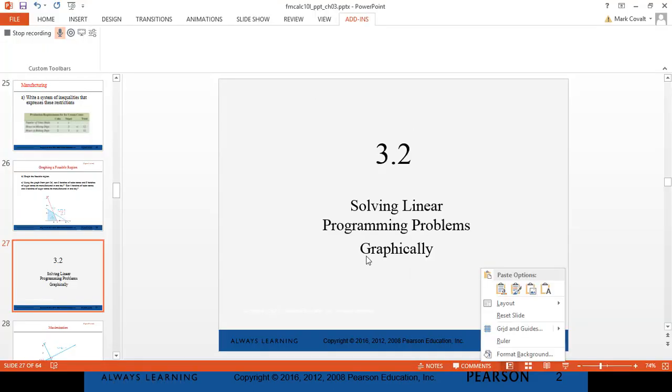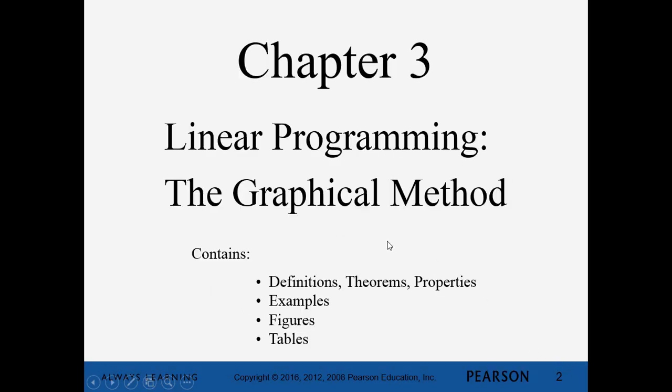And today we are going to cover chapter 3. Let's see here. So chapter 3, and we're going to talk about what's called linear programming.